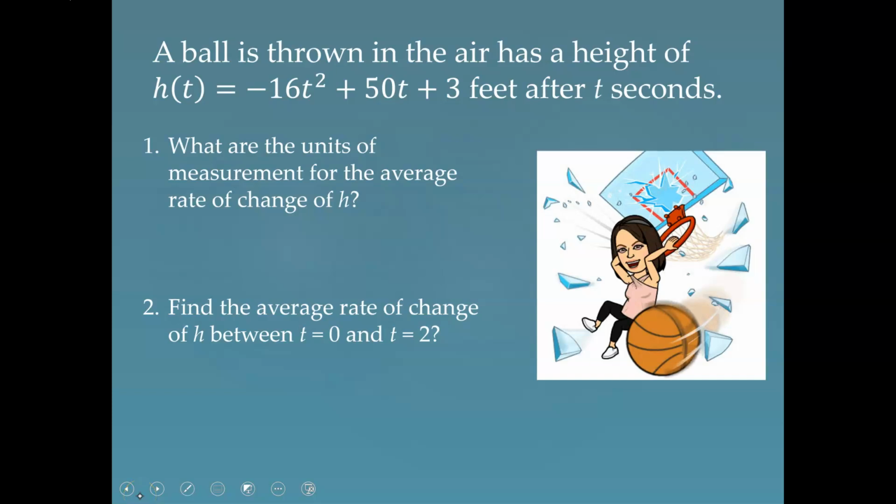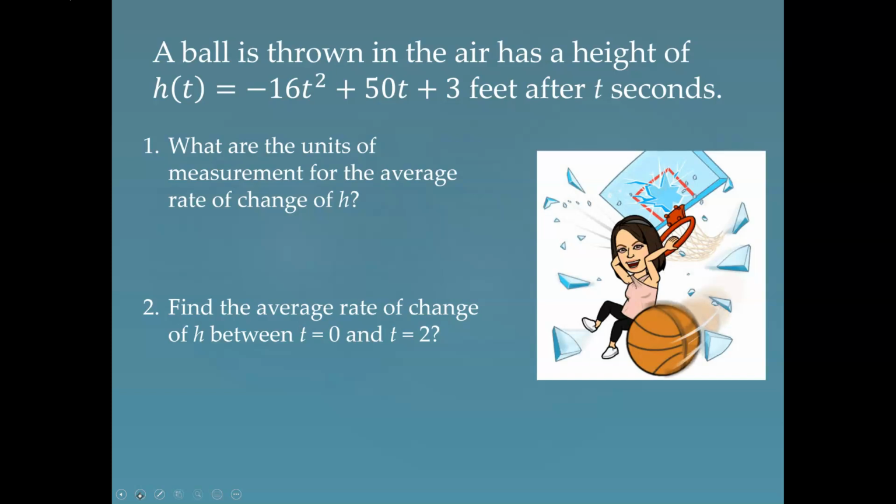Word problems. Okay? They're not that bad. It's really the same thing we did, except you're just interpreting a few things. We're not really going to interpret too much today. We're just going to talk about units and stuff like that. So it says a ball is thrown in the air, has a height of h of t equals -16t squared plus 50t plus 3 feet after t seconds. What are the units of measurement for the average rate of change of h?